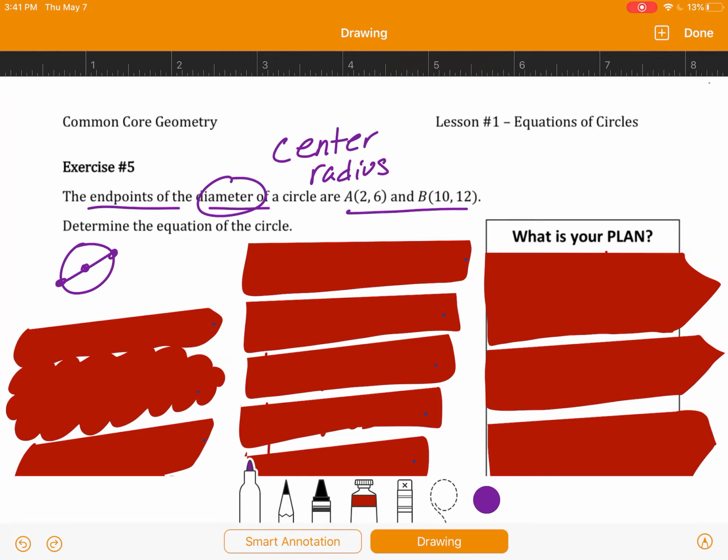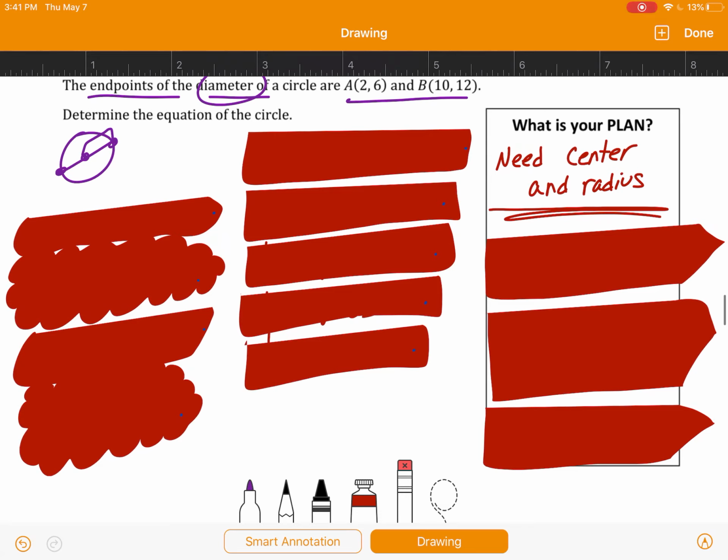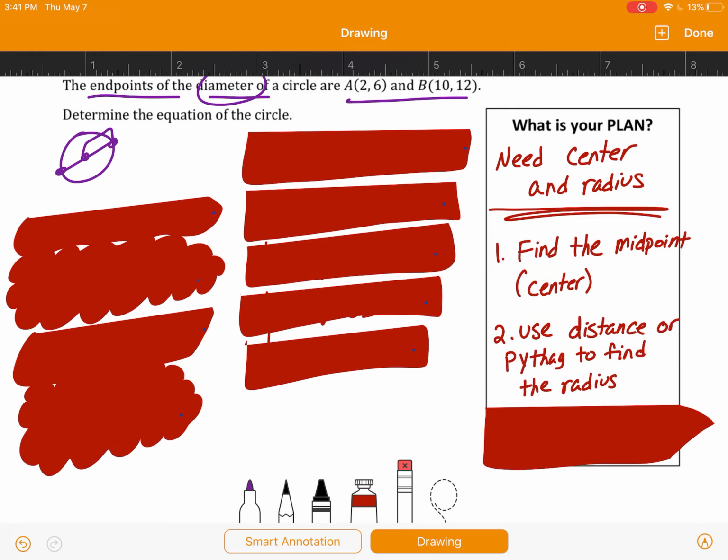So our first thing that we're going to do is try and find that midpoint. But then the other thing we need to do is find the radius. To find the radius, we're just going to need the distance between the center and one of our points. So our plan here is to find the center and the radius first by finding the midpoint to get the center, and then we're going to use the distance formula or the Pythagorean theorem to find the radius. Those are things that you guys can do. We're pretty used to doing those things by now.